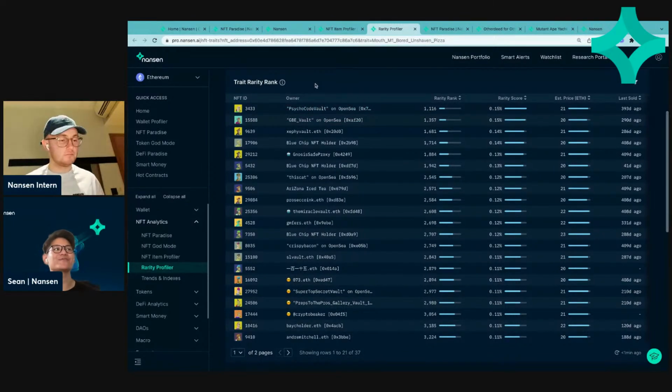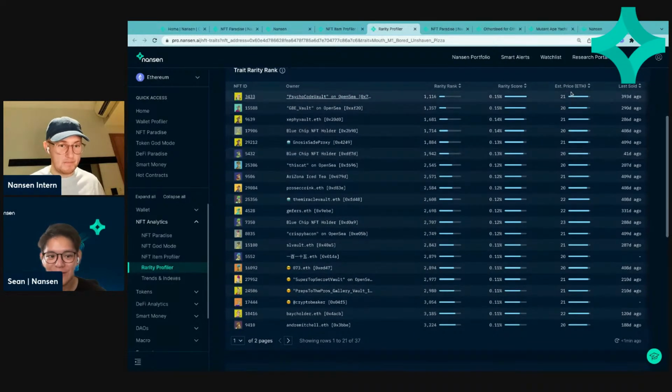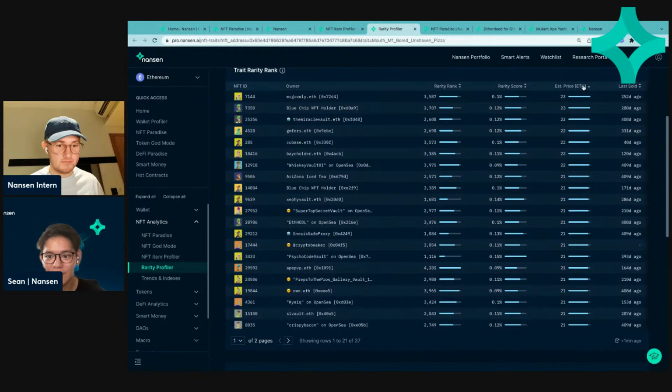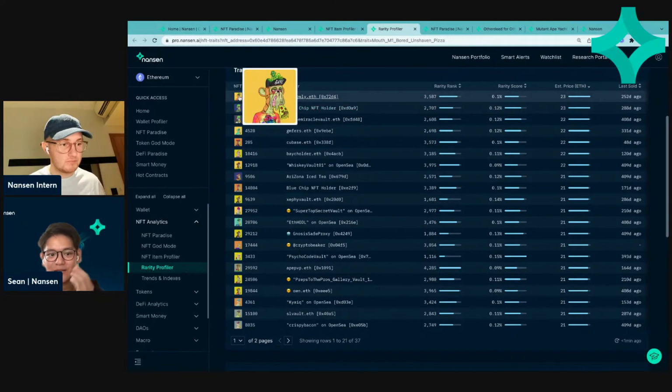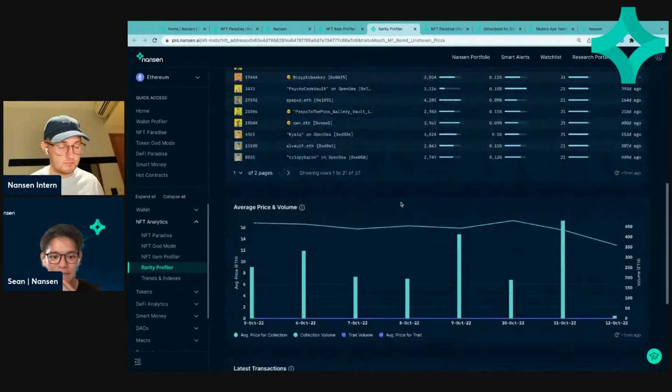If I'm not wrong, if you look at bored apes with a specific trait, you would see that maybe the majority of the holders belong to the same wallet, because from what I recall, sometime last year there were people collecting really specific trait bored apes and shilling them on Twitter to get everyone involved. You can also really quickly see the estimated price here as well, right? You can filter by this to find out who has the highest estimated price for those with the specific trait here, which is the bored unshaven pizza.